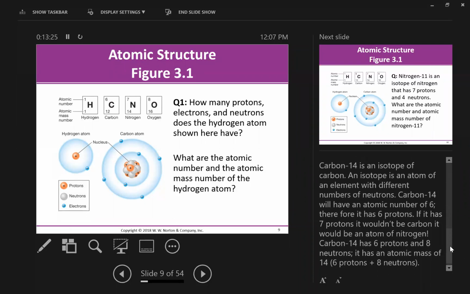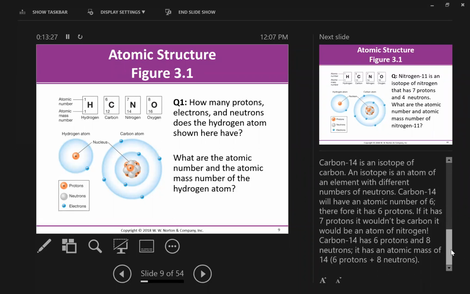If it has 7 protons, it wouldn't be a carbon atom, it would be a nitrogen atom. But here, when we're looking at carbon-14, there's 6 protons and then 8 neutrons. So it has an atomic mass of 14, making that an isotope of carbon.